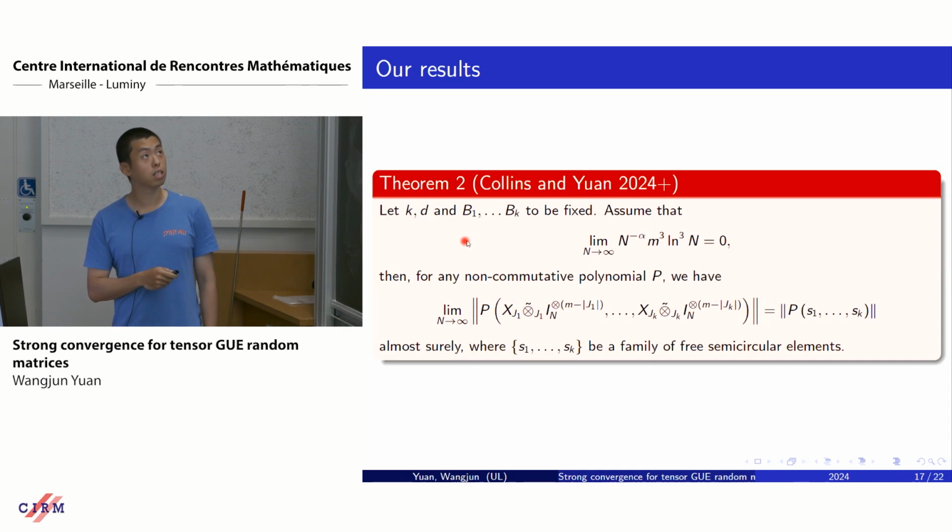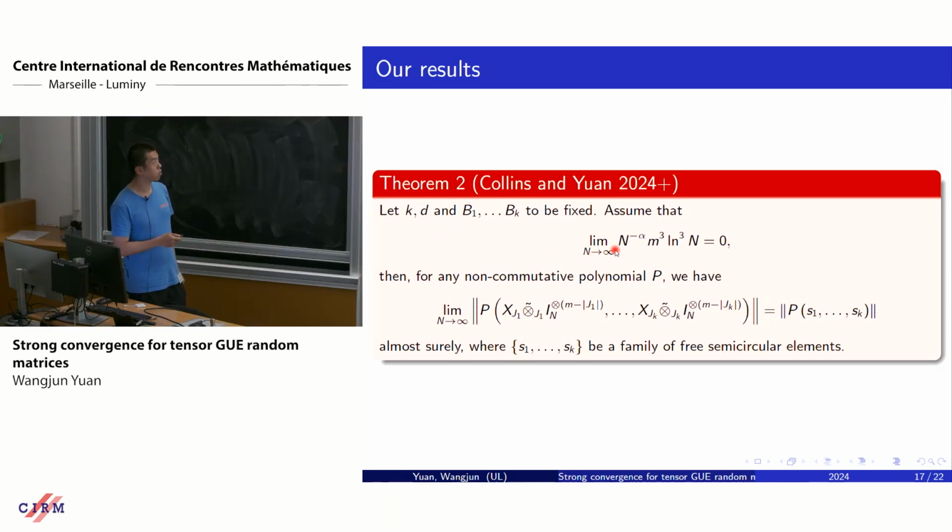Okay, now if we fix the parameters related to the b's, that is we fix b_1 to b_k, and also fix the number of the matrices k, and fix the dimension of the matrix b_1, that is we fix d, then under the assumption that n to the power minus alpha times m to the power 3 times log to the power 3 of n converges to zero when n tends to infinity, we will have the following convergence. For any non-commutative polynomial p, the operator norm of the polynomial on the Gaussian matrices, that is X_{j1} tensor with the identity, until X_{jk} tensor with the identity, converges to the operator norm of the same polynomial on the family of free semicircular elements.